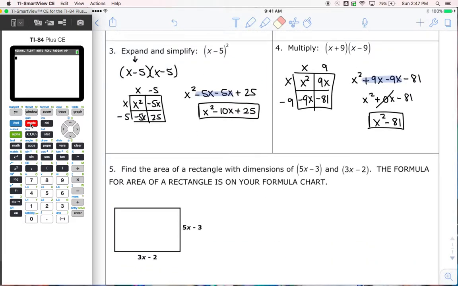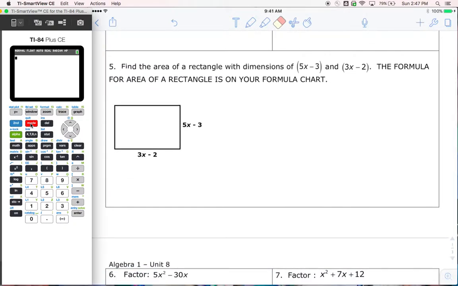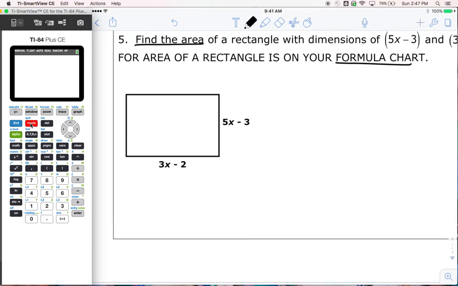All right, problem 5. Find the area. This is not on your formula chart, but you guys should know the area is equal to base times height. So all we have to do is multiply the base times the height. All right, so I'm going to say area equals base times height. So in this case, the base looks like it's 3x minus 2, and the height is 5x minus 3. And you can have these flip-flopped. It doesn't matter which order you do those in.